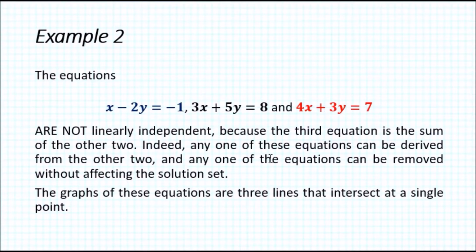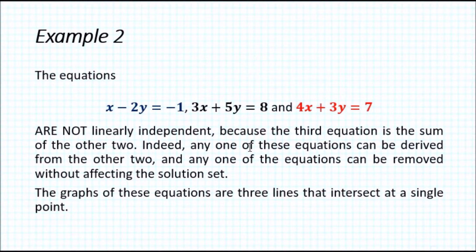Now, example number 2. Let's check this one out. So we've got 3 equations: x minus 2y equals negative 1, 3x plus 5y equals 8, and 4x plus 3y equals 7. Are they independent? No. How do we know this? It's because the third equation here is actually the sum of the previous 2.